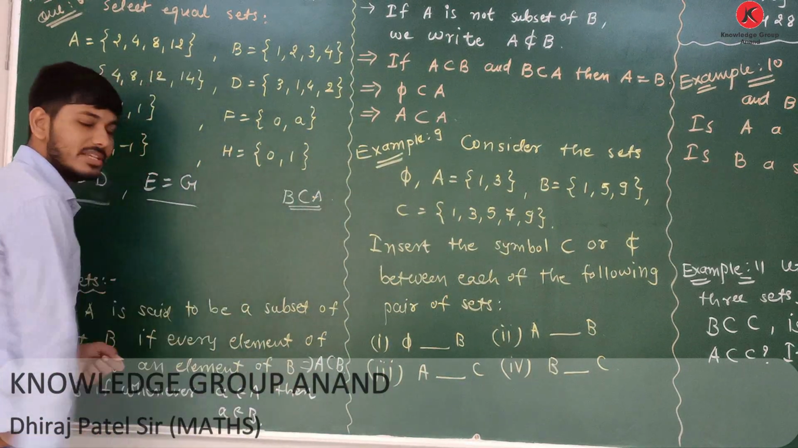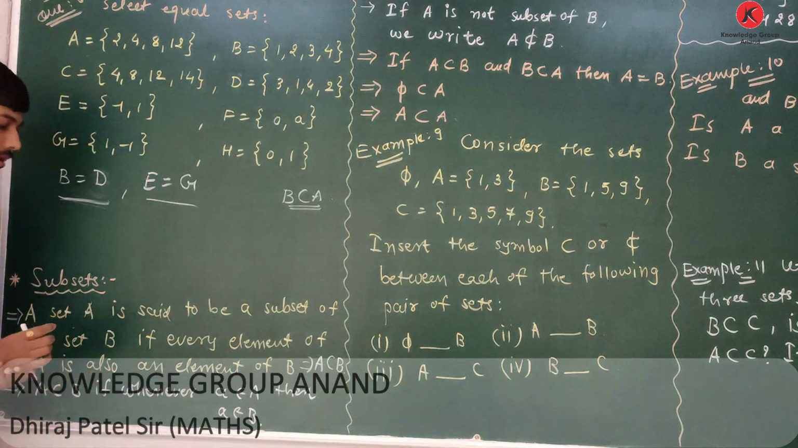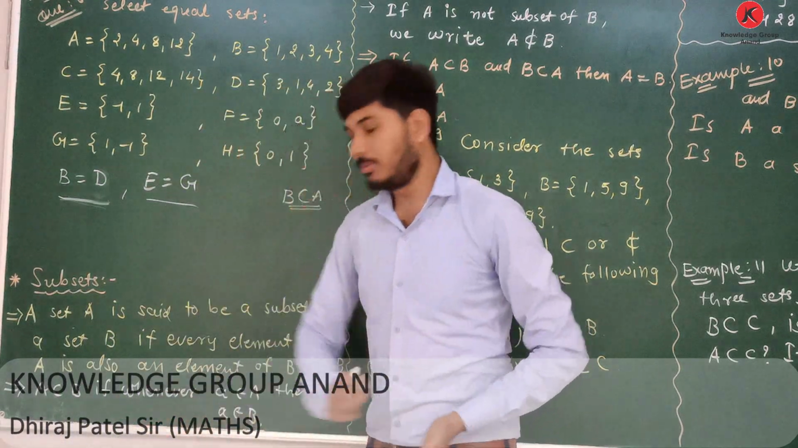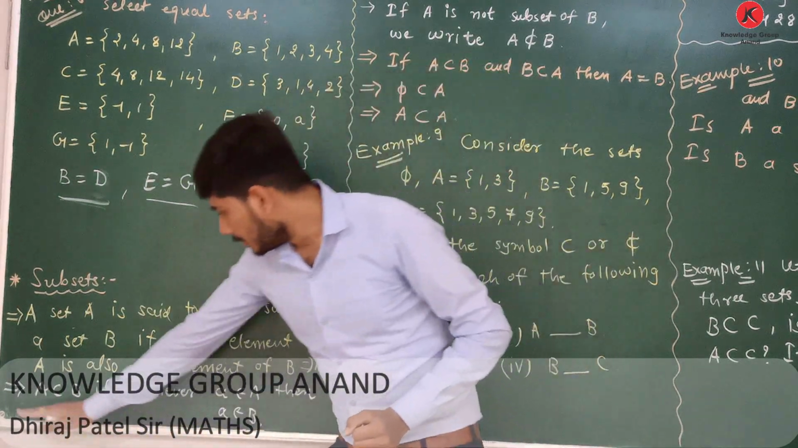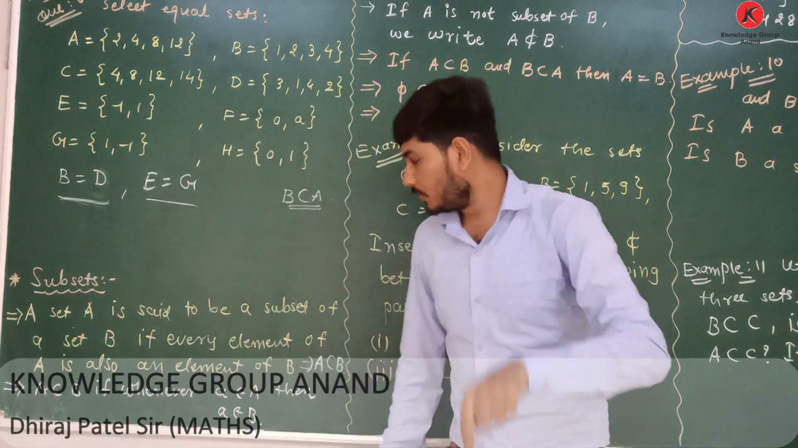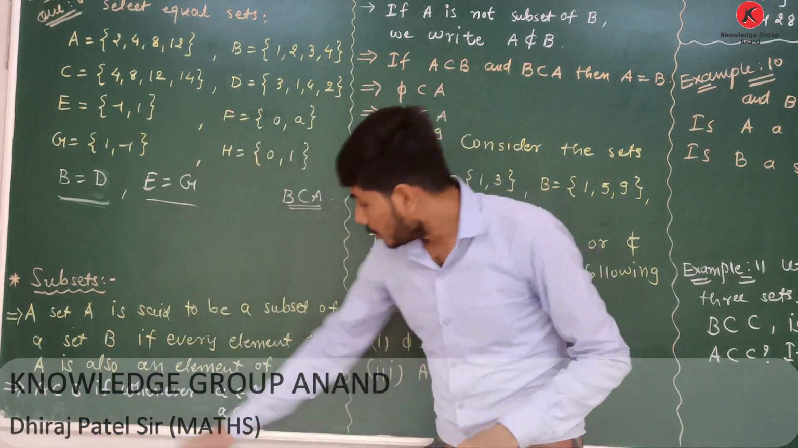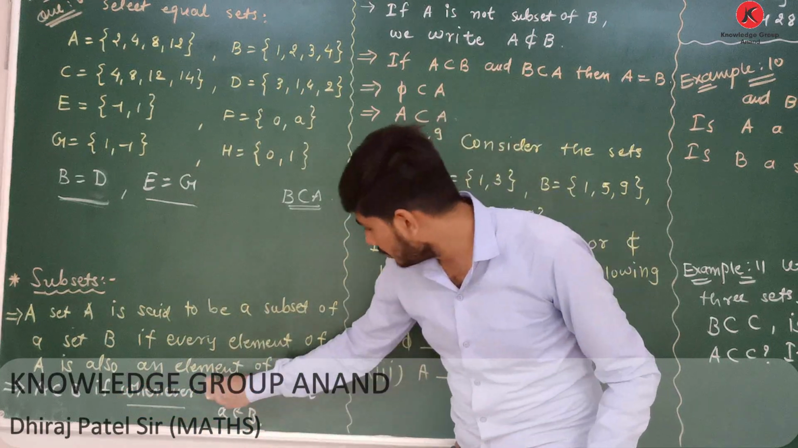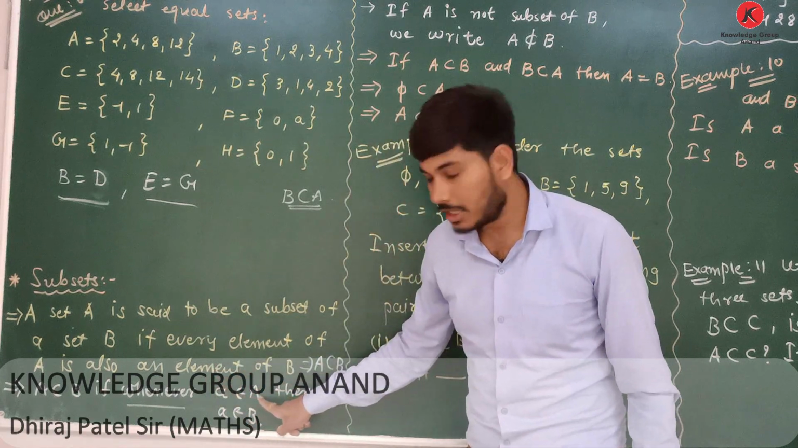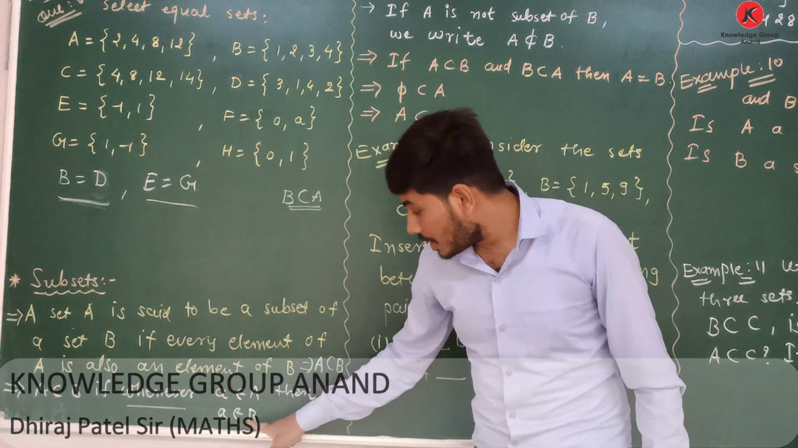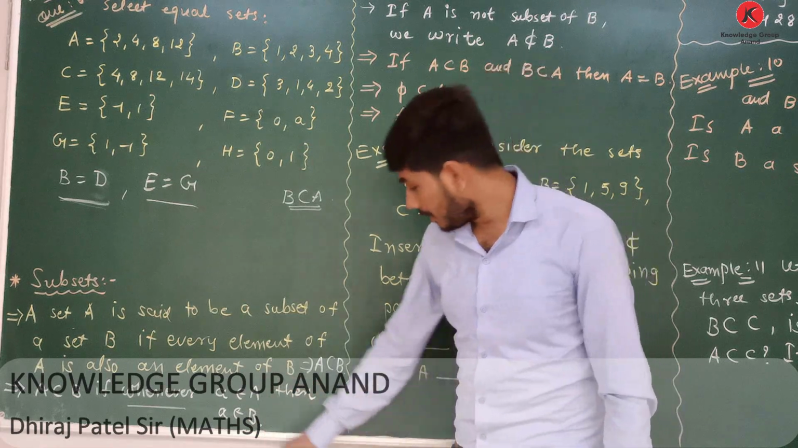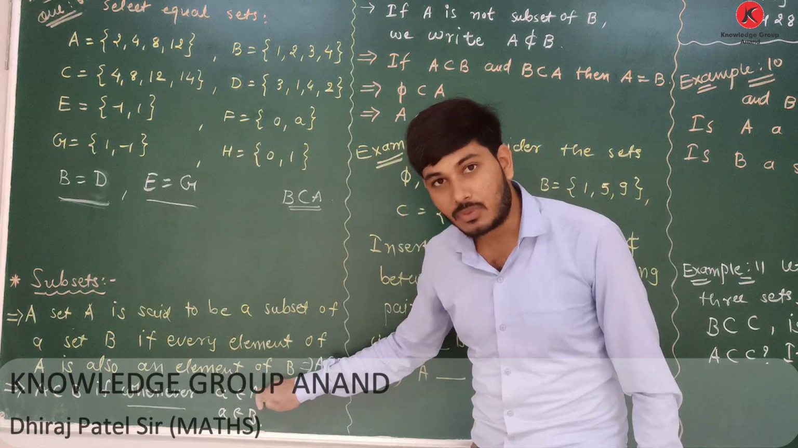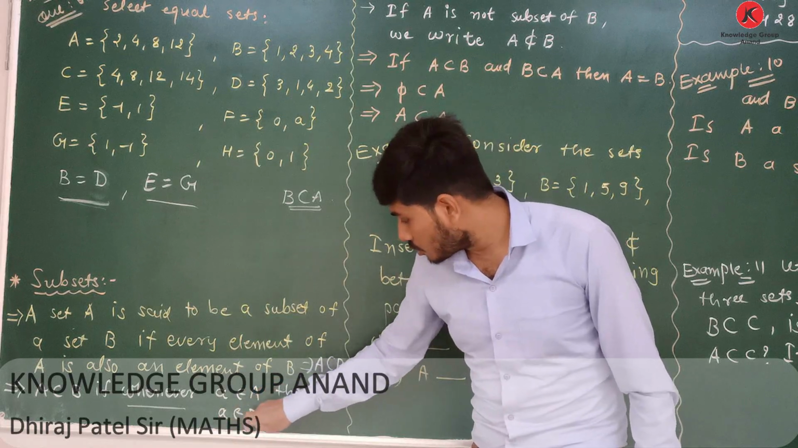This is the symbol for A subset B. Now, we can also represent this definition in mathematical form. In mathematical form, A is a subset of B if whenever the element a belongs to A, then a must belong to B. If a is in set A, then a must belong to B.